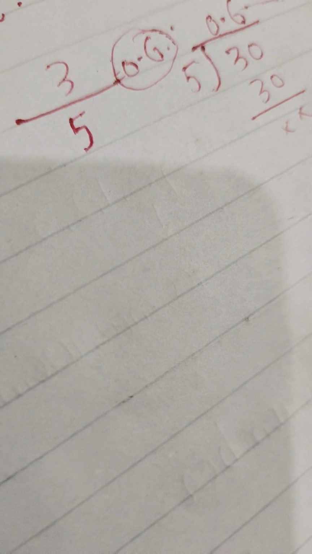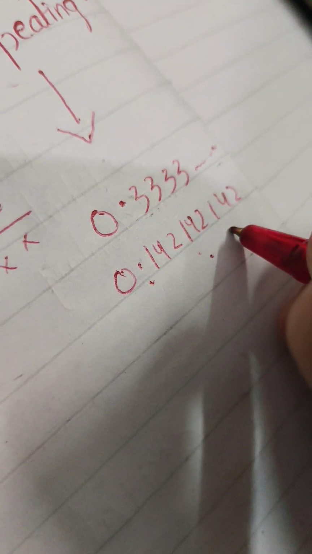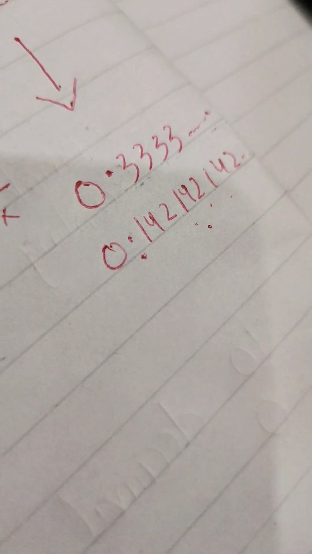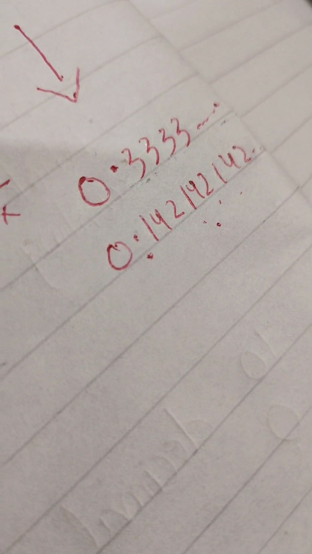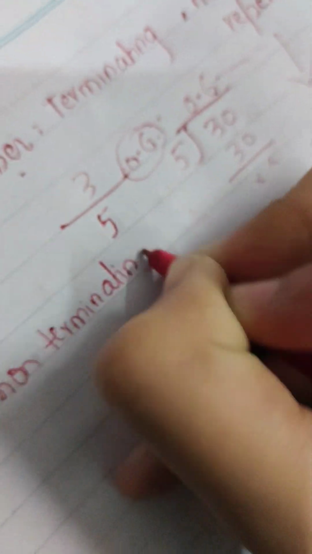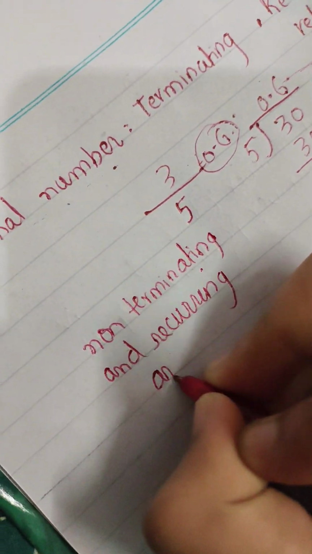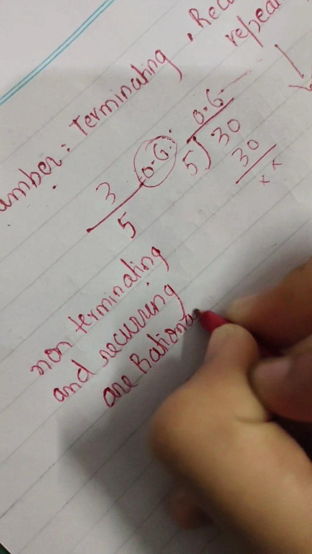Okay, so rational numbers can be non-terminating. Are these terminating? Are these stopping? Are these paused? No, they are continuously moving. So these are non-terminating. We can also write that non-terminating and recurring, meaning repeating, numbers are also called rational numbers. Okay.